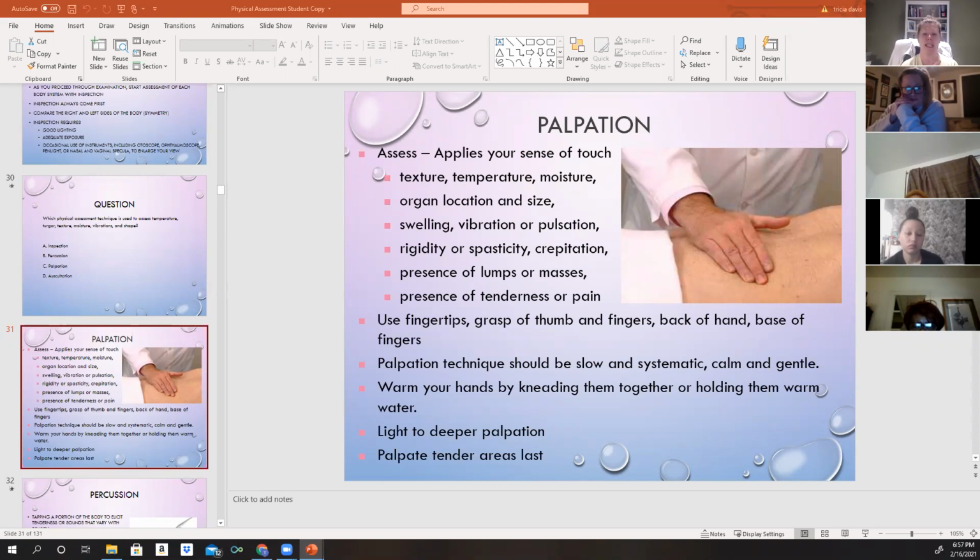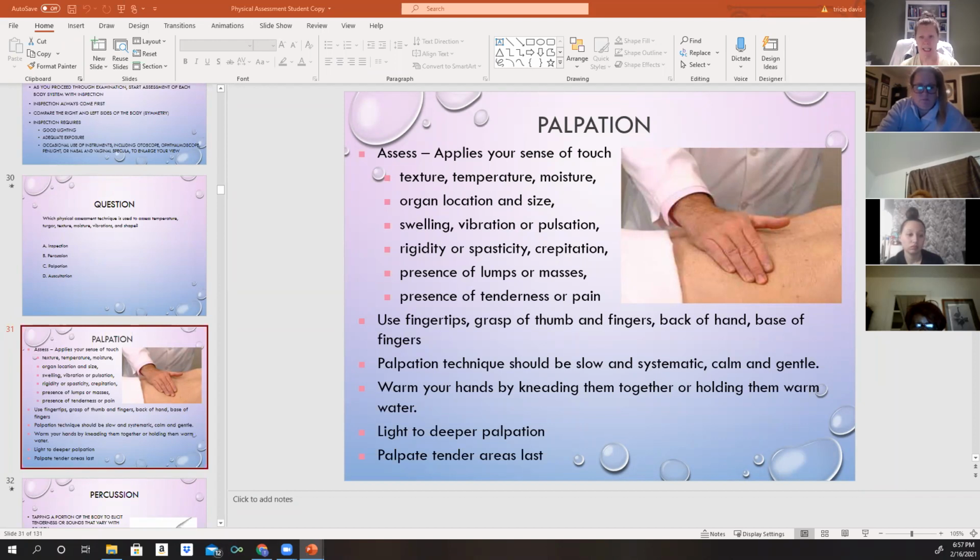The palpation technique should be slow and systematic, and it should be calm and gentle, especially with your patients who have cellulitis and edema, because they have so much pain. It hurts them to even walk. And if you just barely touch them sometimes, they will cry out in pain. So you just have to tell them what you're checking them for, telling the importance of it, and that they might be a little bit uncomfortable.